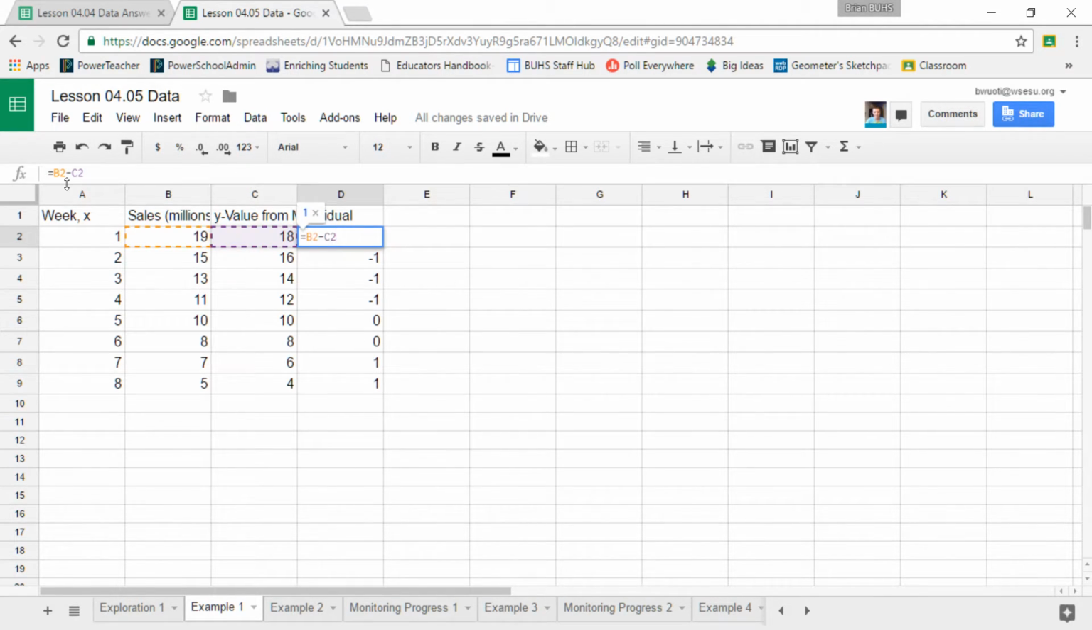I did equals this cell minus that cell. B2, so click on the cell B2, or you can actually even type B and then 2, and it'll know what you're talking about. And then say minus C2. Enter. Right? And then drag that cell down, or double click on that dot, that square, and it'll copy it down automatically. All right, so we end up getting that. It works out.